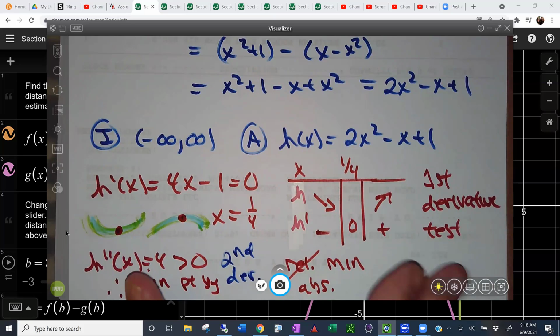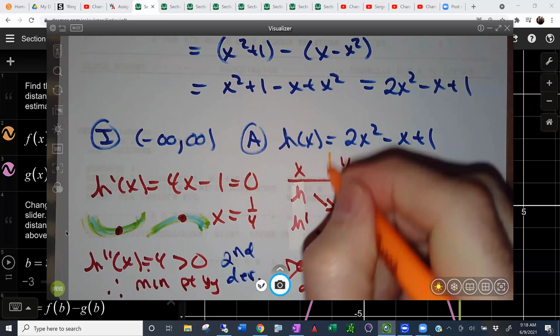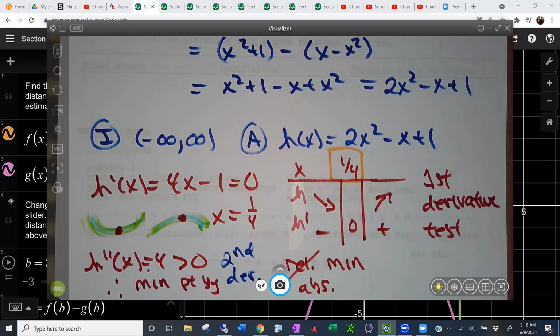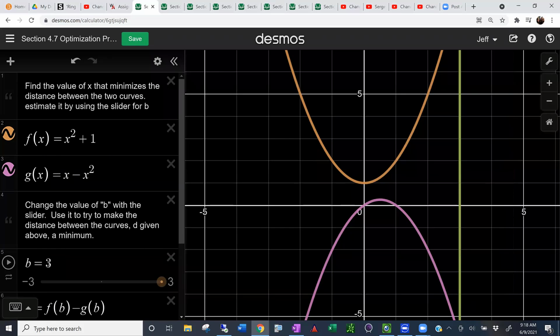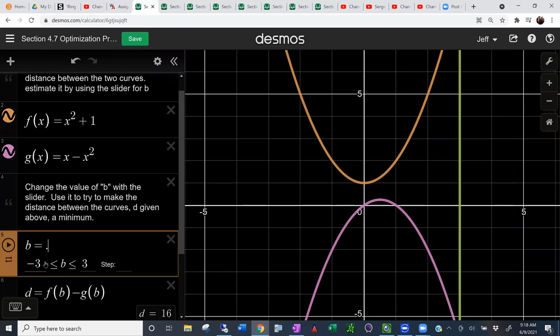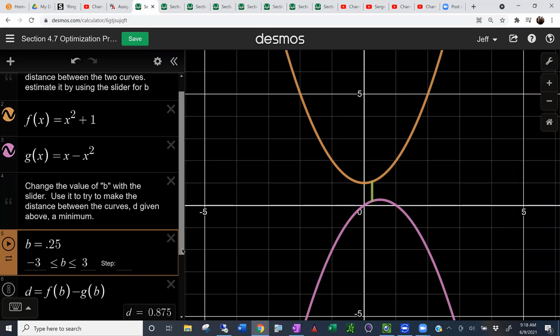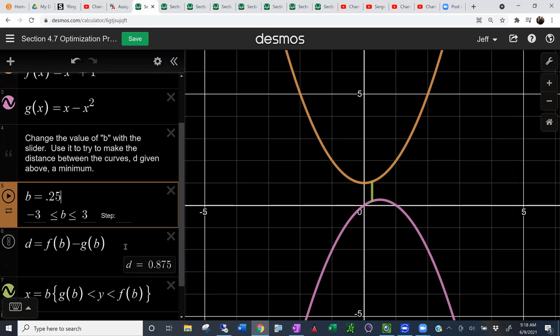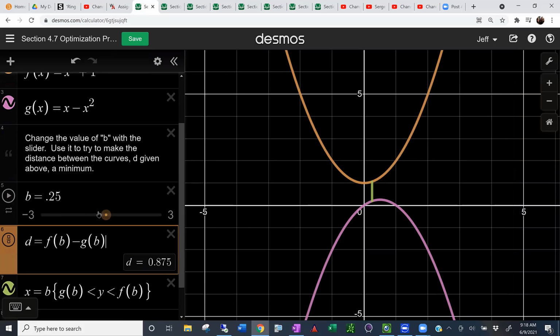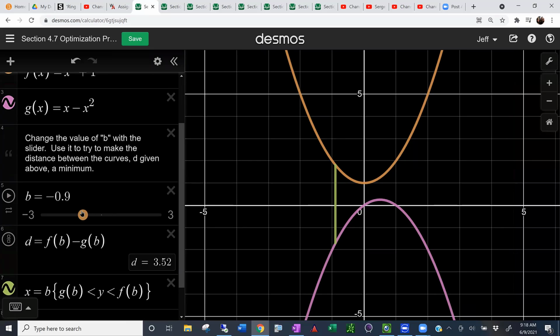Comments on this one. So x equals 1/4, that's our minimum point. That's our answer. We can kind of double check that graphically. If you come back here and actually just type in 0.25 and then look at the value for D, that's about as low as you're going to get it. If you move D around anymore, you slide this around to the left or to the right, the value of D is always going to get bigger. So 0.25 is as small as you're going to get it.